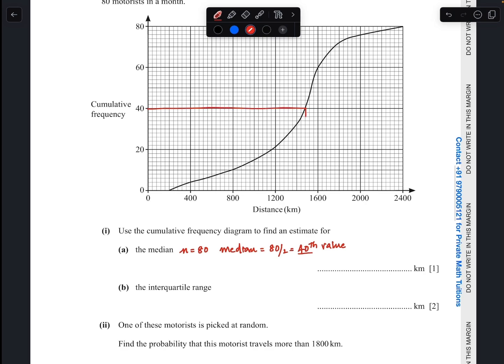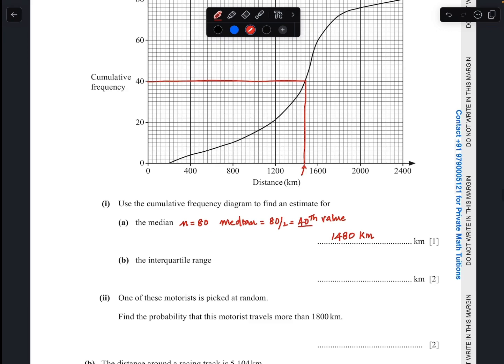and then drop it down on the x-axis. So this point where it meets the x-axis, that reading is the median, which is nothing but 1480 kilometers.